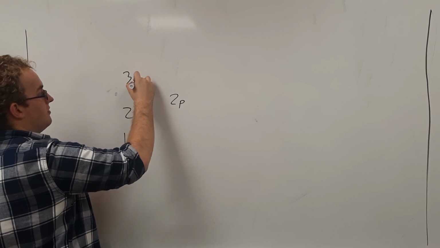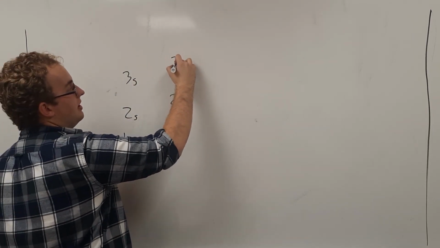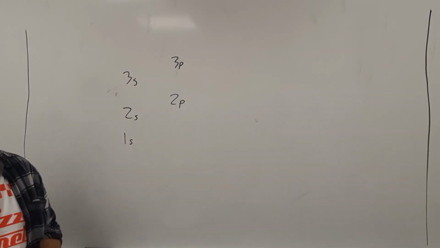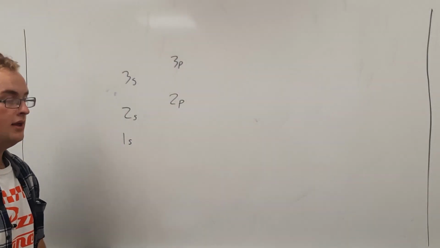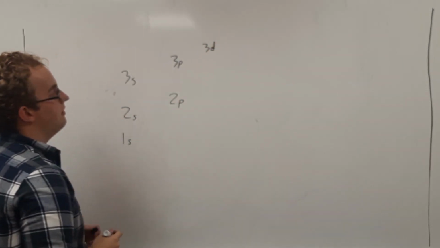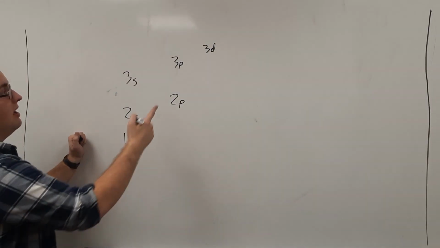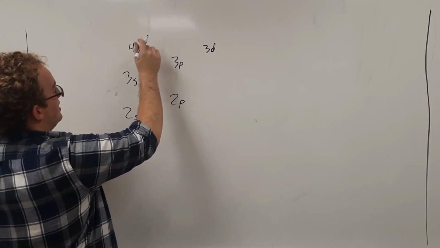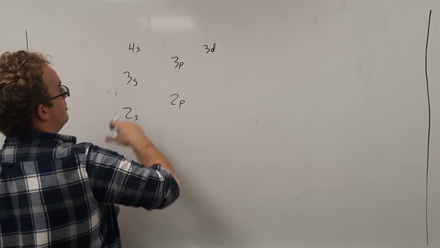Then we'll move up and we'll have 3s, and then we'll have 3p. And now, on the 3rd energy level, we'll introduce a new type of orbital called a d orbital. Now the thing about the d orbital is it's a little bit higher in energy than a 3p orbital. However, if we go to the next highest s orbital, it's actually just a little bit lower than the 3d one is.